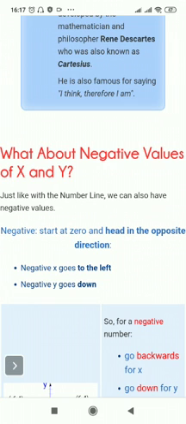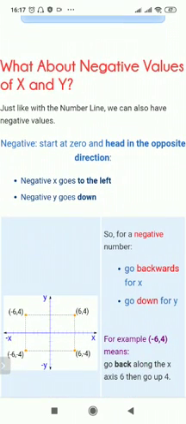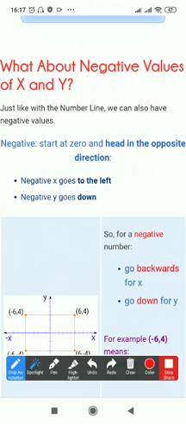So he is also remembered by this saying. Okay, what about the negative values of x and y? We are going to see here, it is mentioned over here, negative x goes to the left. All the values of x that go to the left side, and all the values of y which go down, are the negative values.